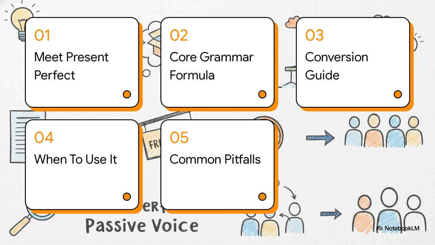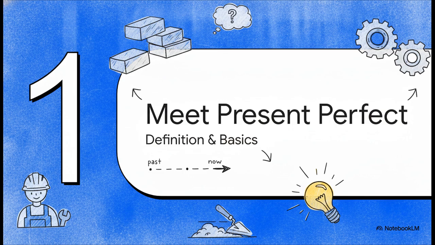First, we'll meet the present perfect passive. Second, we'll examine the core grammar formula. Third, I'll give you a step-by-step conversion guide. Fourth, we'll discuss when to use it. And finally, 5 common pitfalls to avoid. All right, Section 1. Meet the present perfect passive.